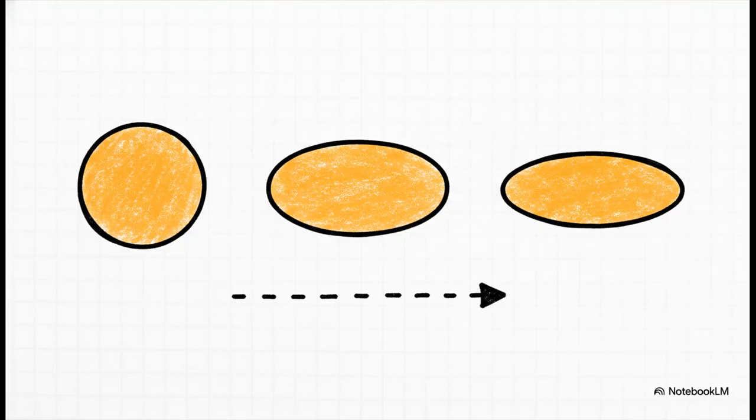First up, the ellipticals. I like to think of these as the calm, quiet giants of the cosmos. They're basically these smooth, featureless balls of stars. They get classified on a scale from E0, which is almost a perfect circle, all the way to E7, which is stretched out more like a football.